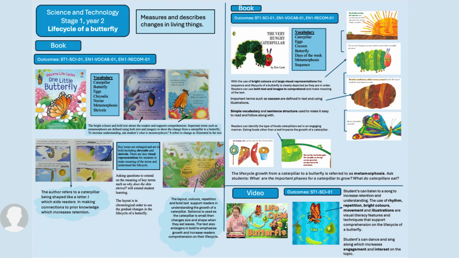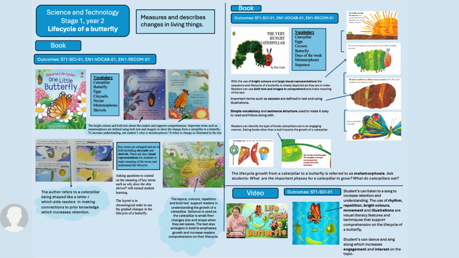Eating foods other than a leaf impacts the growth of a caterpillar. The life cycle growth of a caterpillar from a caterpillar to a butterfly is referred to as metamorphosis. This idea can be strengthened with this book, as you can ask students what are some important phases for a caterpillar to grow.